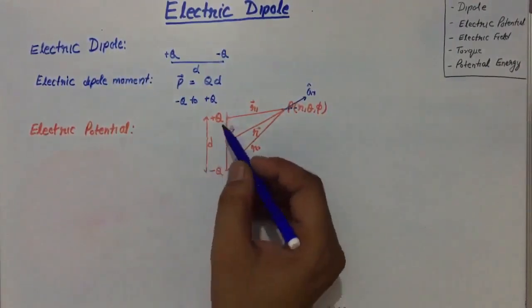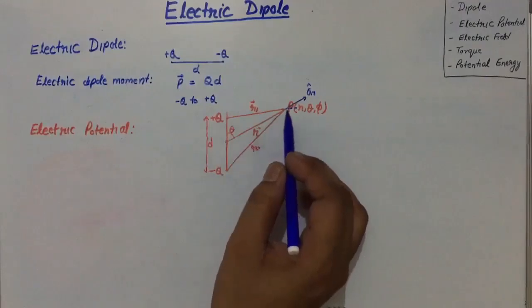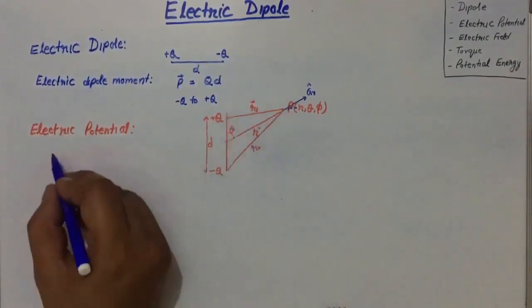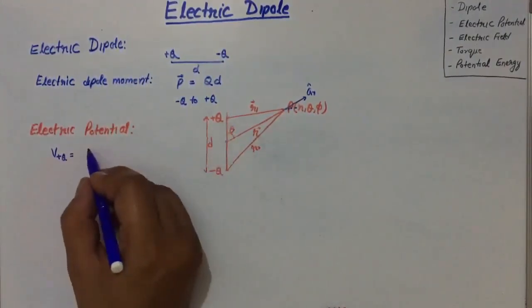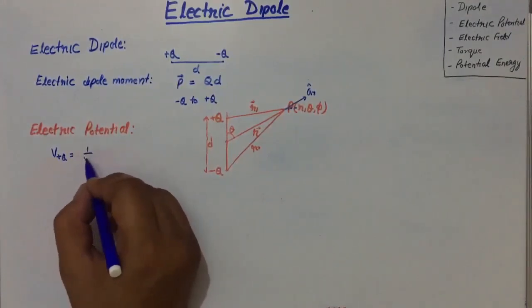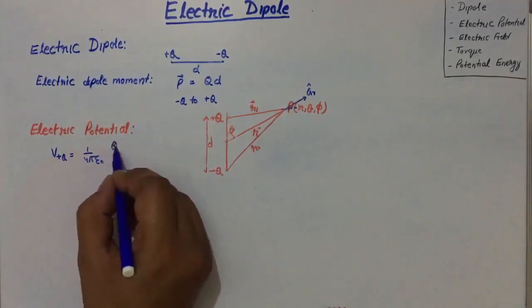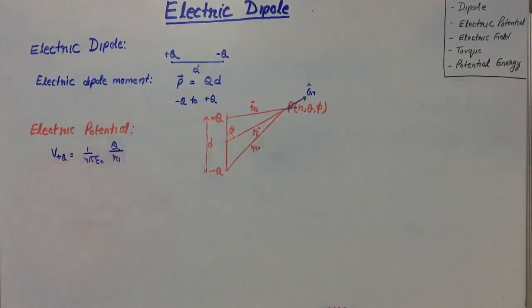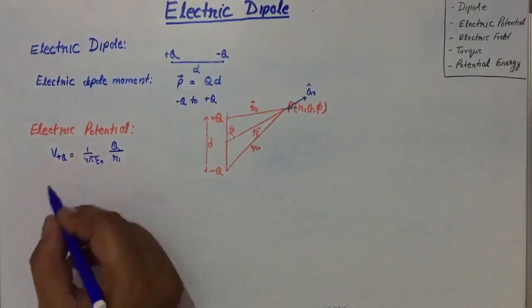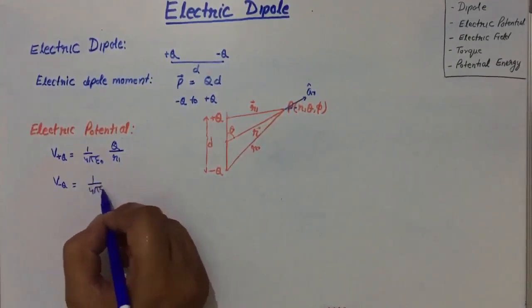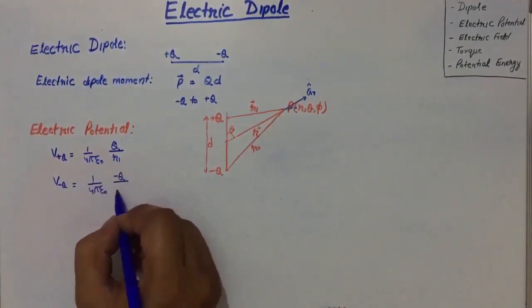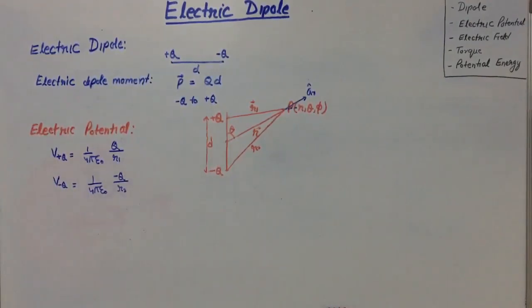Then the potential, if we consider only one charge, the potential at this point due to this charge, V plus due to plus Q, can be considered as KQ by r1, so K Q by the distance between these two. Now V minus can be considered as KQ by r2. We know this, we have studied it already.